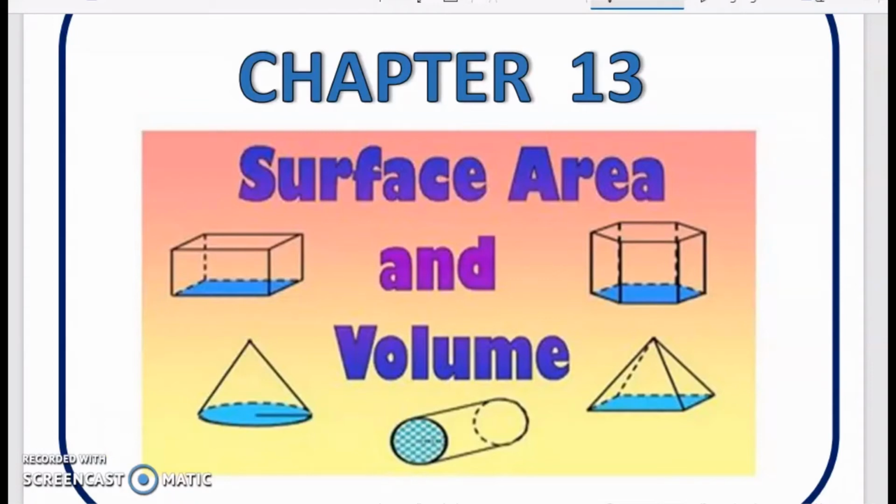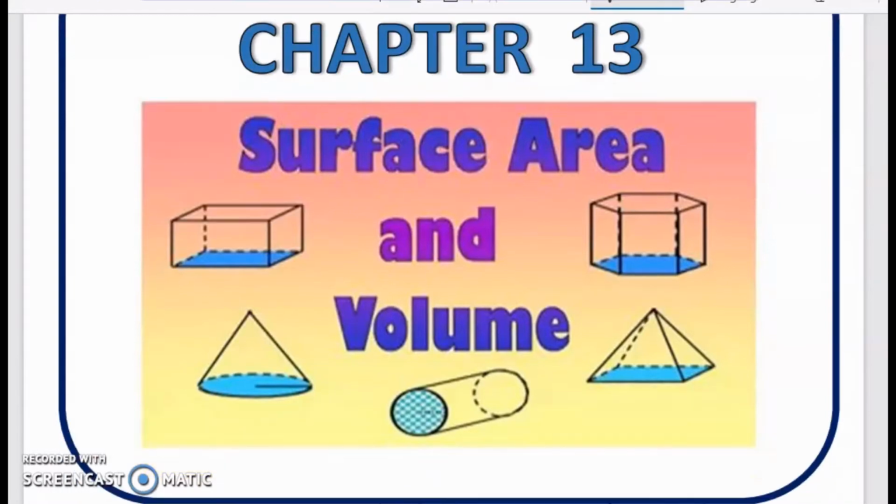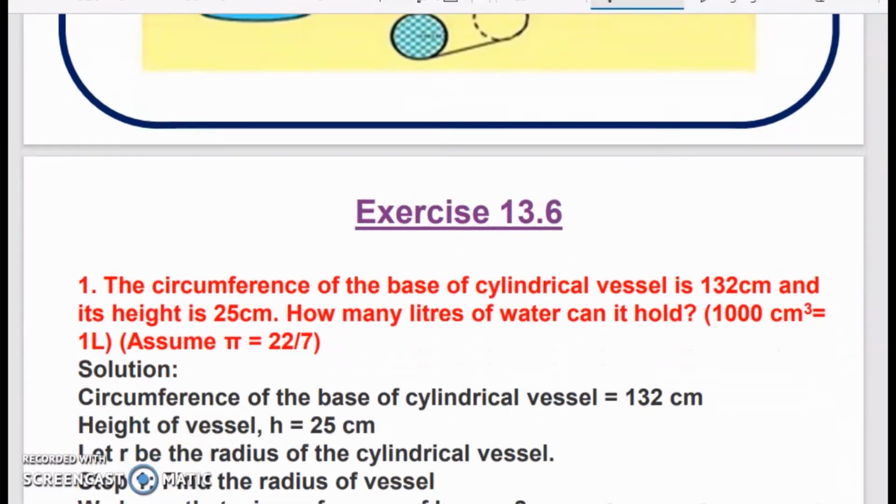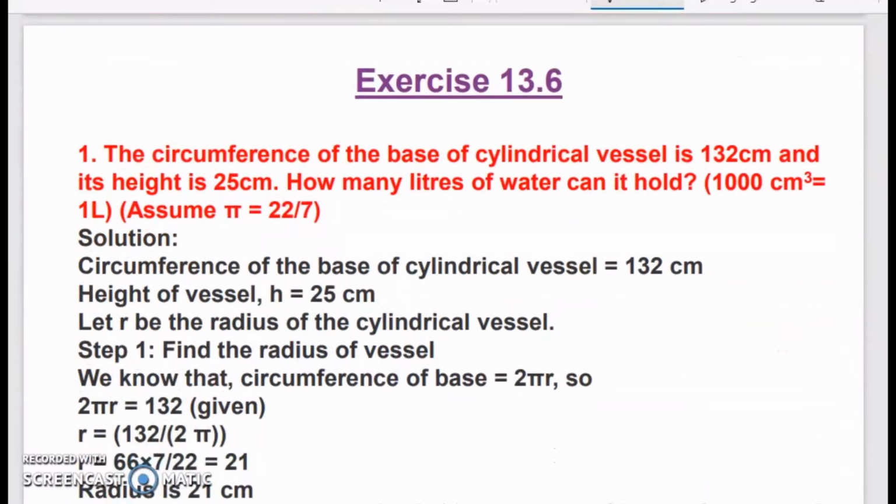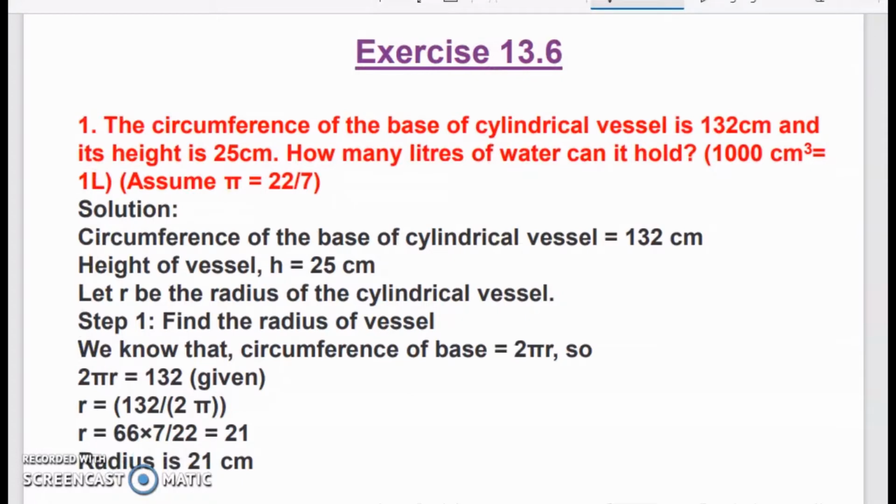Last time we had discussed the volume of cubes and cuboids, problems related to that. So now we are going to start with exercise 13.6, in which we will be dealing with the volume of cylinders. So for cylinder, the formula for volume is pi r square h.